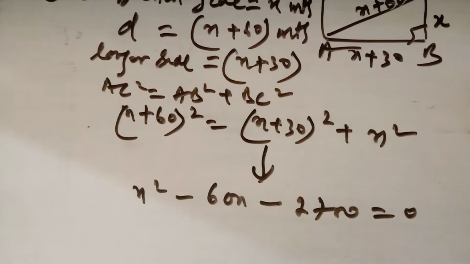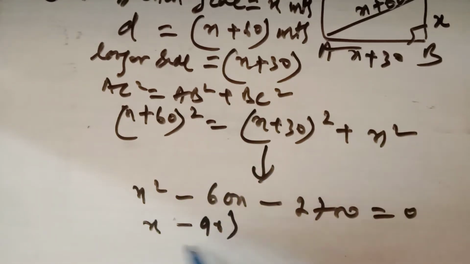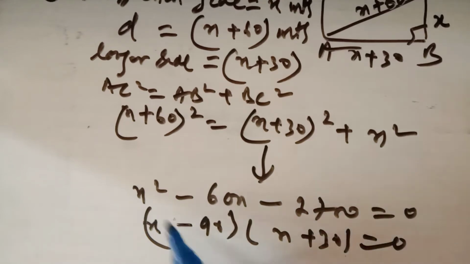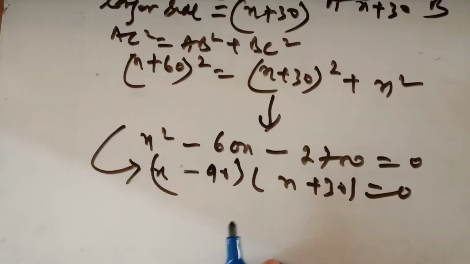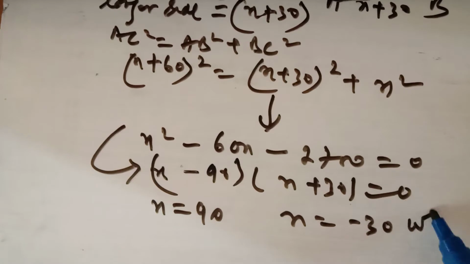Now again you can use the quadratic equation formula, or factorize by splitting the middle term. You will get the factors as (X minus 90) and (X plus 30) equal to 0. You can solve it by any method. So X is equal to 90, or X is equal to minus 30, which is not possible because the side cannot be negative.